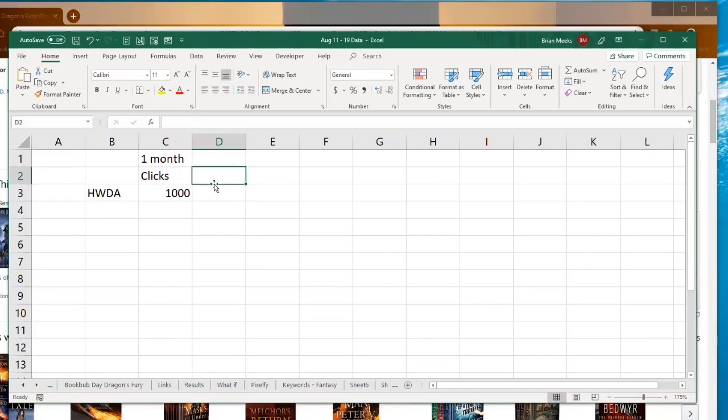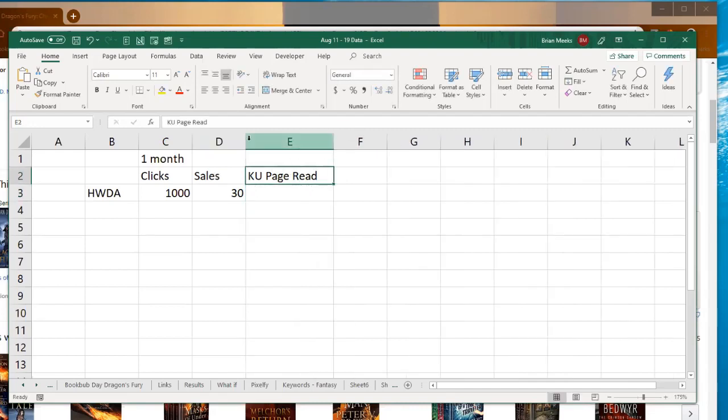Okay, so we've got say 1,000 clicks, and let's say sales, we've got 30 sales. Then KU page reads. Let's make this a little bigger. I'm just making up a number, let's say 34,312, this is just a random number, is the page reads during 30 days. Now, here's where the math comes in. We need to know the total number of pages a person gets for a complete read.